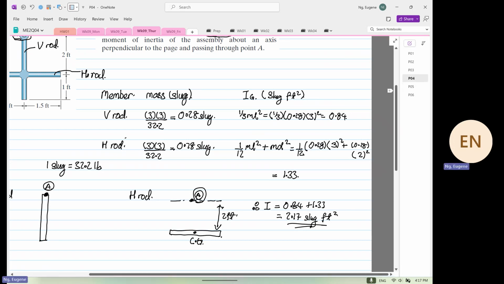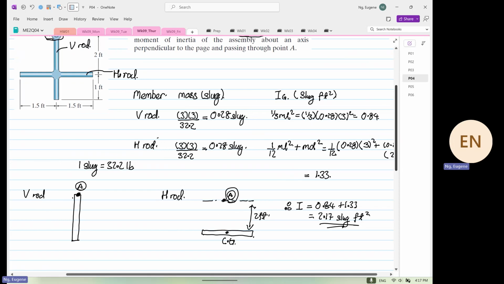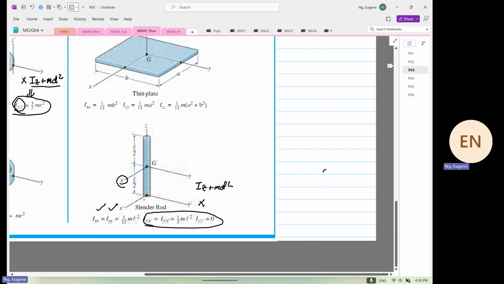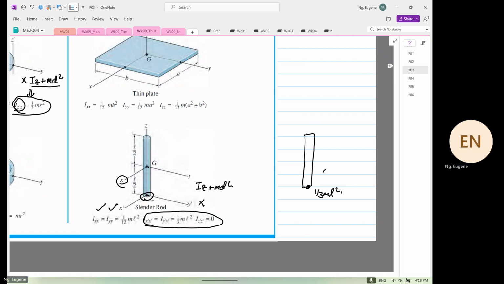For the first one, remember, point A is at the top, yes or no? At the edge. If you go to the table, that is also at your X prime or Y prime. It's not at your center of gravity. It's been shifted. So if I were to draw this in 2D, isn't it the same like this? At this point over here it is 1/3 ml squared. That's why.